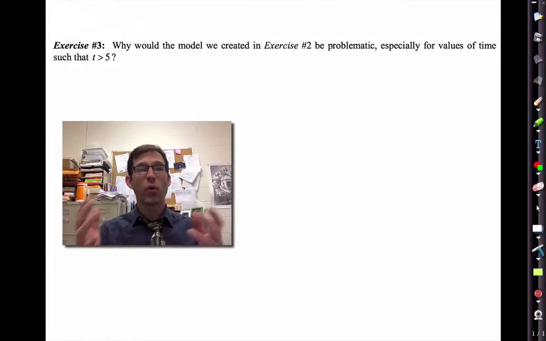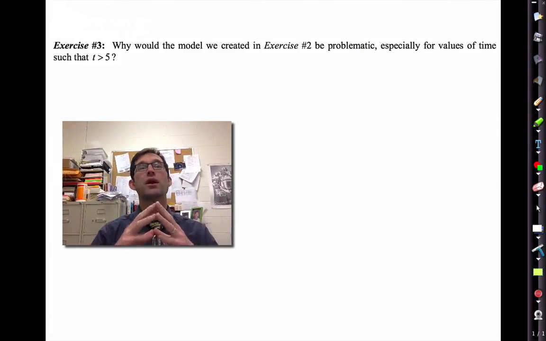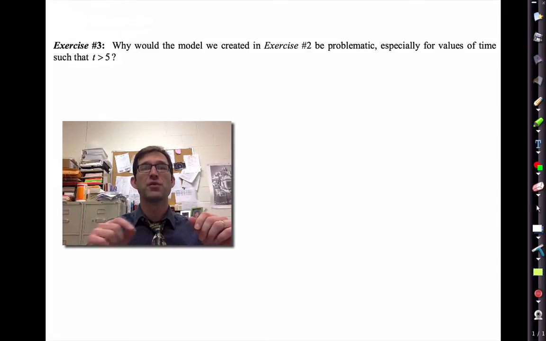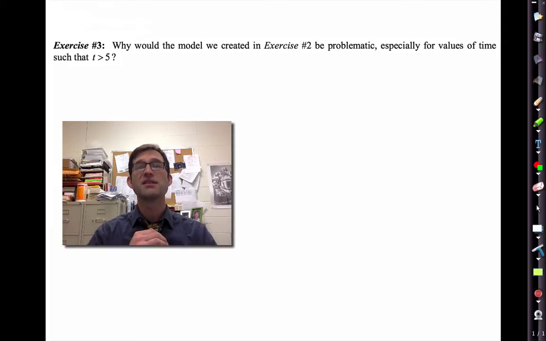Now, this of course leads us to ask a really important question. Obviously our model is better because our amplitude is getting smaller, but are there any problems with it? And in fact, there really is. Exercise 3 asks us, why would the model that we created in exercise 2 be problematic, especially for values of time such that t is greater than 5? So now what I'd like you to do is use your calculator and open it up. Don't go just from 0 to 5, go from 0 to 10 and see what happens. Give it a moment and then we'll do it on our calculator.